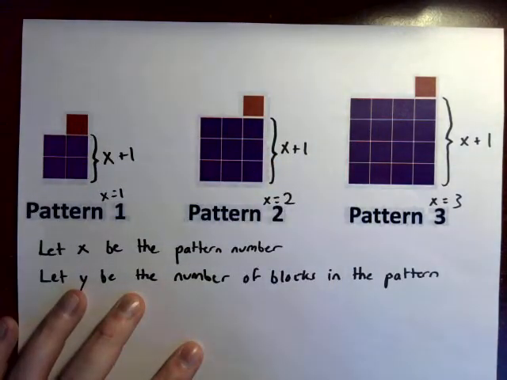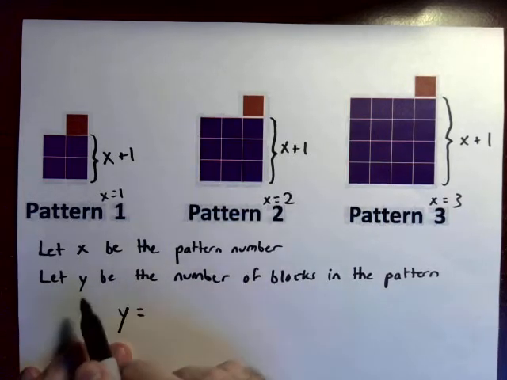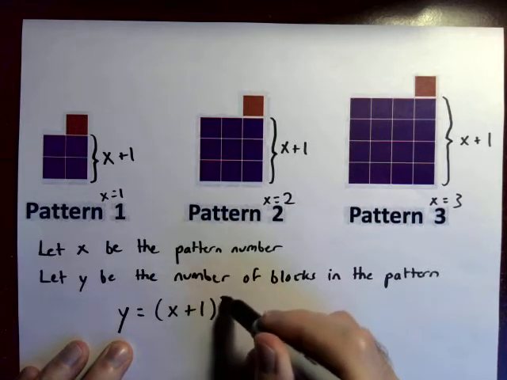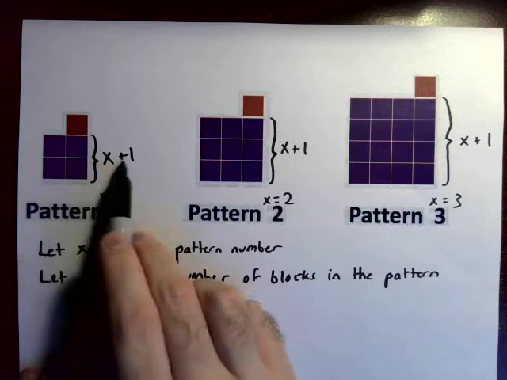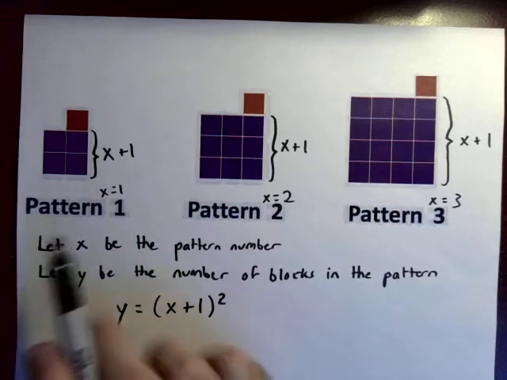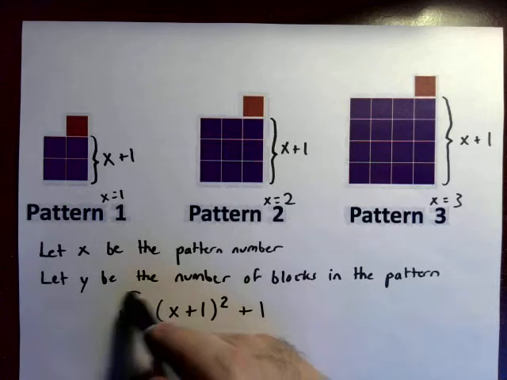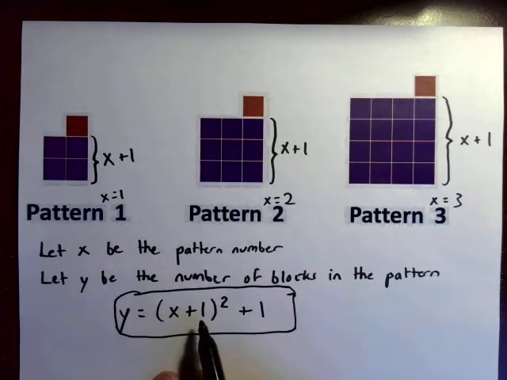So if we want an equation that actually says how many blocks are there in the pattern, we know that we're going to start off with the y, so this is the number of blocks, x plus 1 squared, because the area of this would be x plus 1 times x plus 1, and then one additional block is being added on each time. So the equation is just going to be y equals x plus 1 squared plus 1.